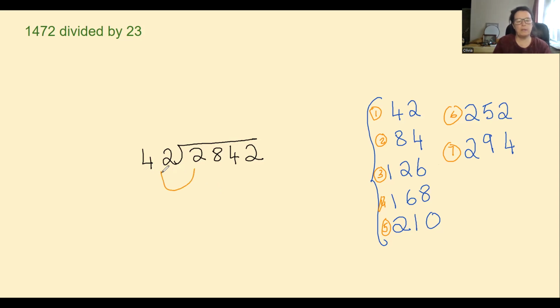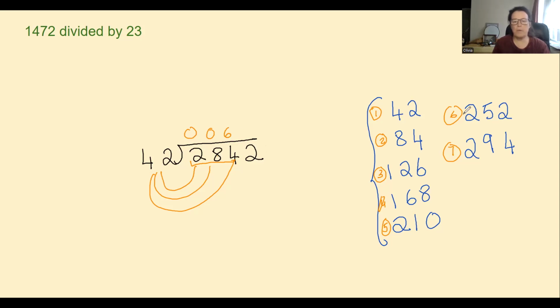42 into 2, 0 times. Let me make that a smaller 0. 42 into 28. Nope, it doesn't go. 42 into 284. Let's have a look here. Well, I've got 252 and 294. So 294 is too big. So it's going to be 252, which is 6 times.